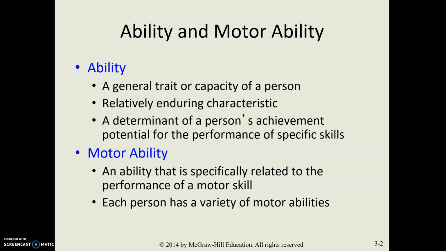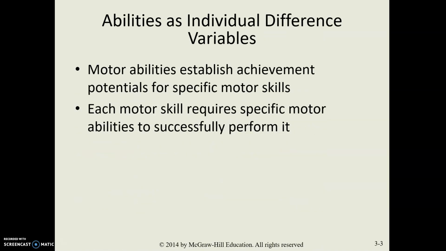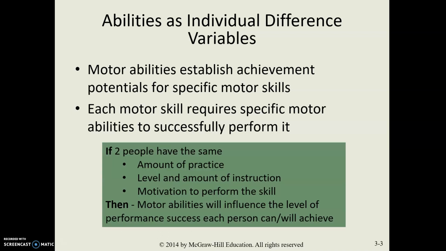So motor abilities we're born with. We have underlying potential, and then depending how we develop that potential. So we see it as these enduring qualities that kind of is the blueprint or the potential for being successful with various motor skills. And every motor skill has underlying motor abilities that would be necessary to have in order to be successful to perform it.